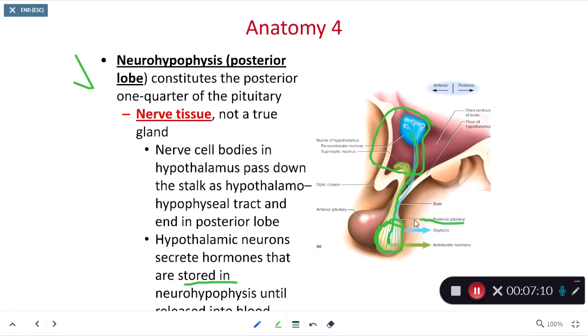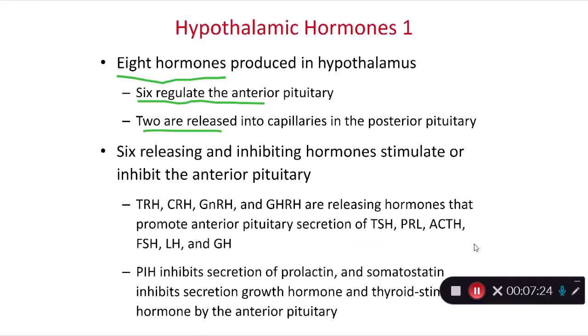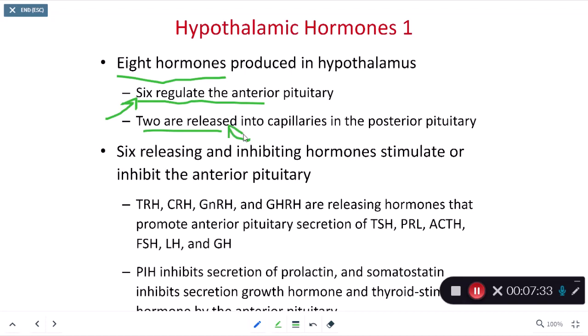The two hormones that we like to focus on are oxytocin and ADH, antidiuretic hormone. They're made in the hypothalamus, stored in the posterior pituitary, and then when needed, released into the bloodstream from the posterior pituitary. So as we look at the hypothalamus, there are 8 hormones we like to focus on. 6 will focus on the anterior pituitary, released into the capillaries, and then 2 are going to focus on the posterior pituitary.